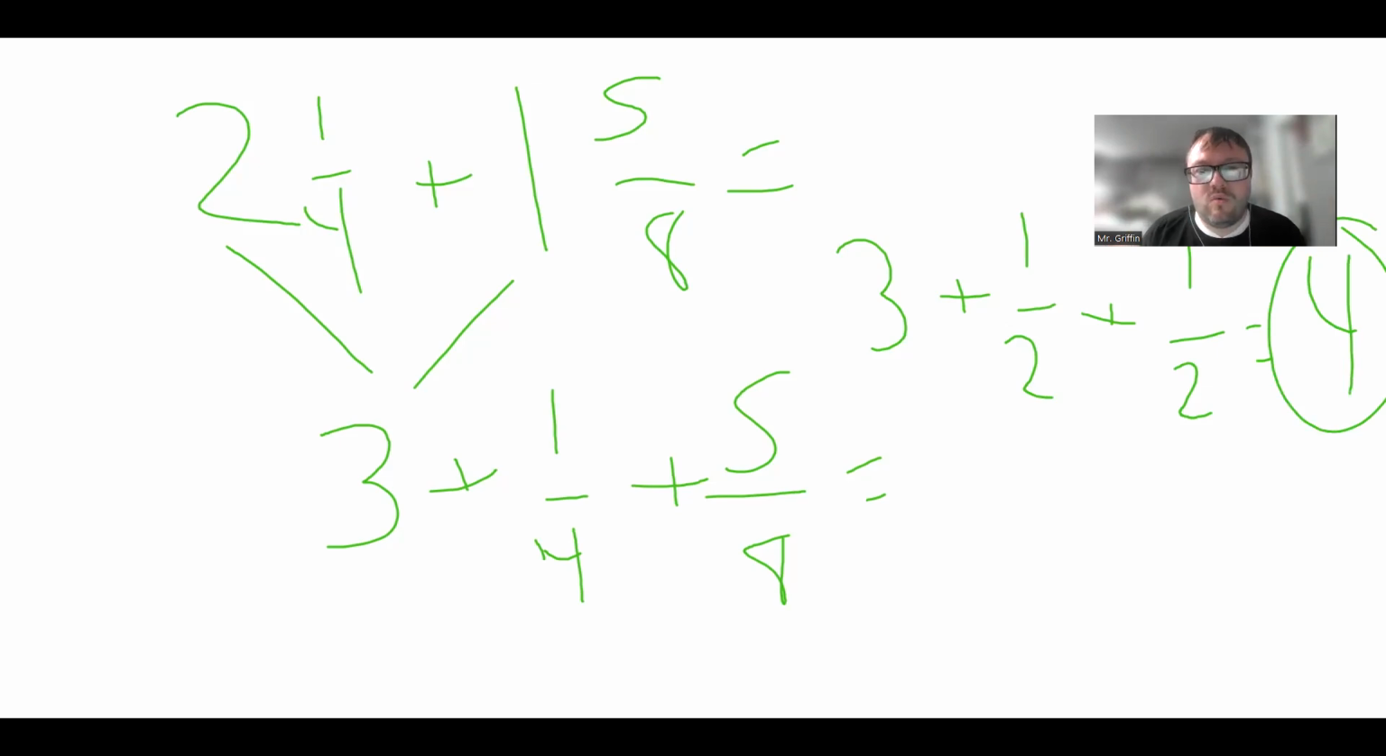So I'm doing 2 and 1/4 plus 1 and 5/8. I'm estimating. First thing I do is I go ahead and add my two whole numbers. 2 plus 1 is 3. Then I have 1/4 plus 5/8. Remember, I'm estimating. 1/4 is closest to 1/2. 5/8 is closest to 1/2. So 1/2 plus 1/2 equals 1. 3 plus 1 equals 4.